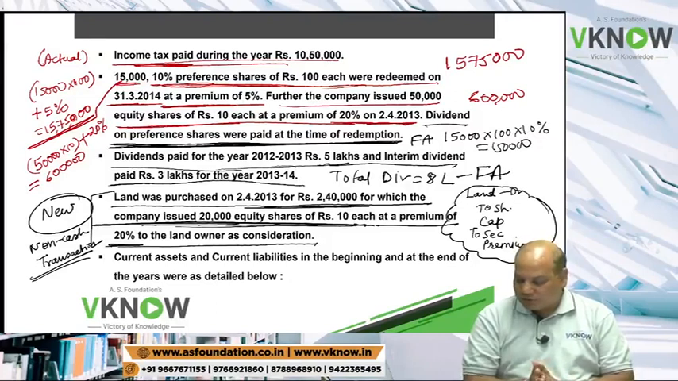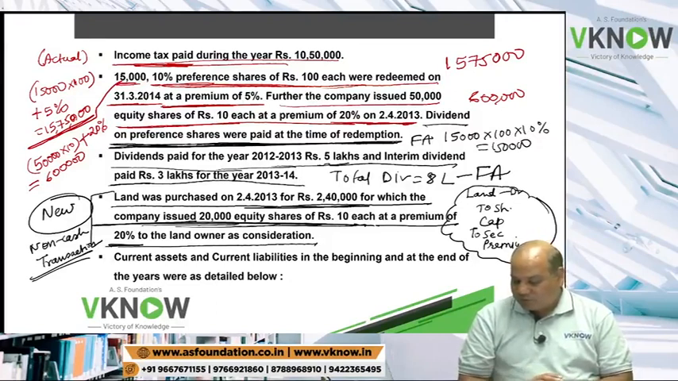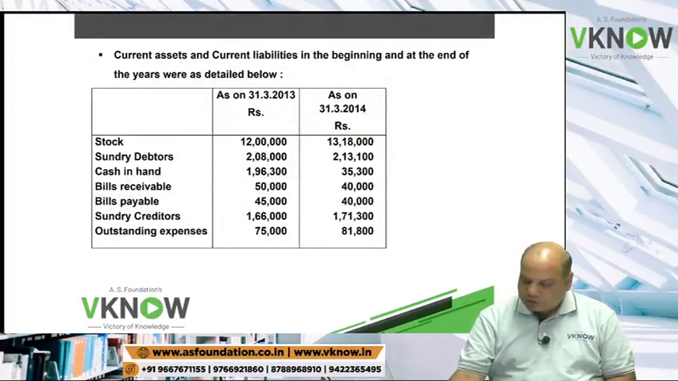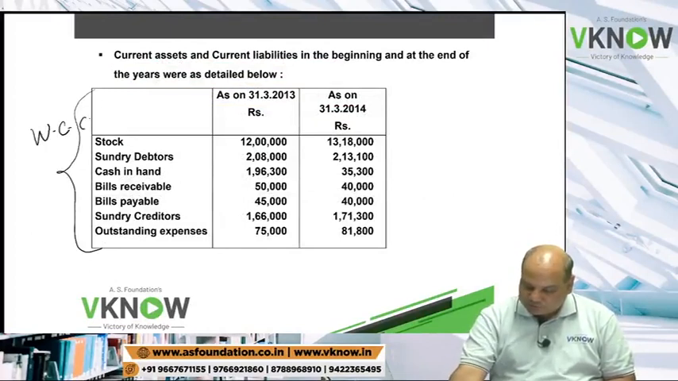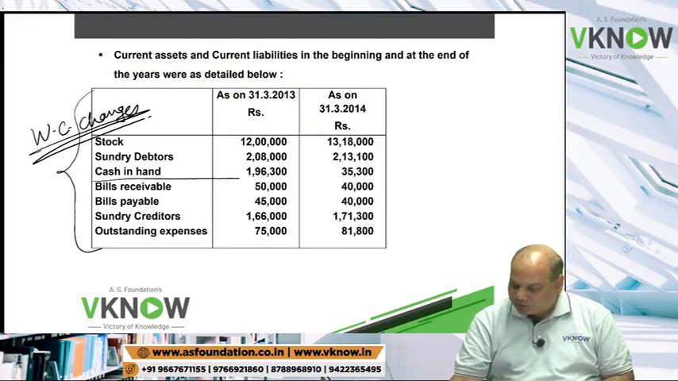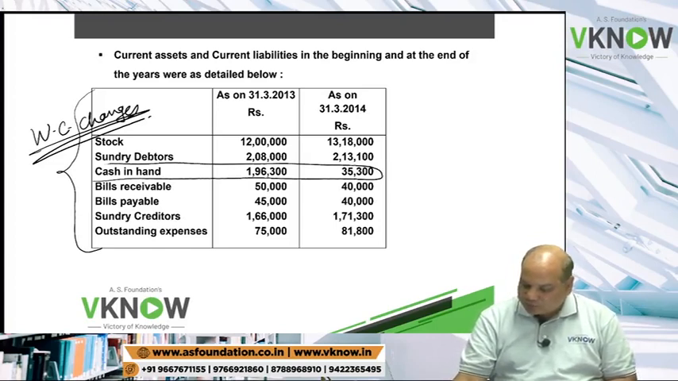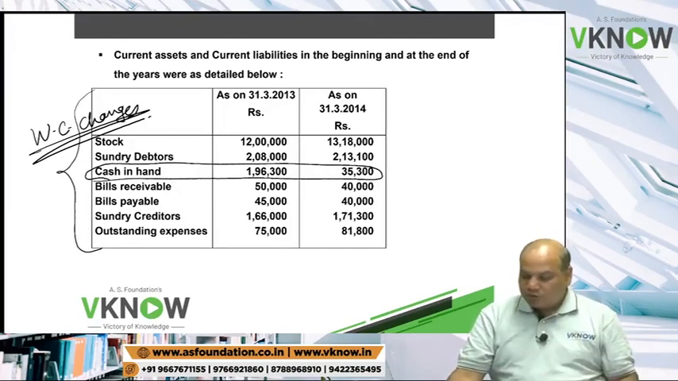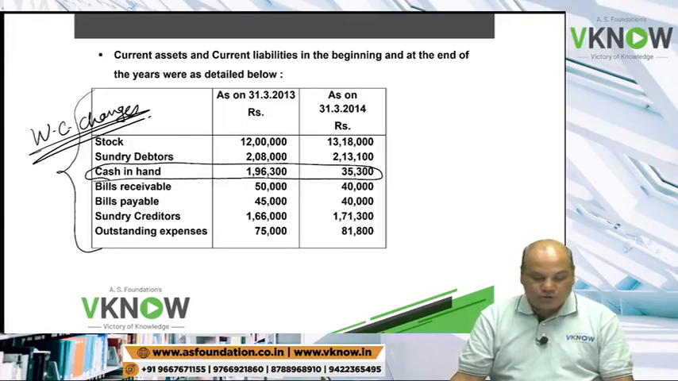Okay? If you make a mistake... Current assets and current liabilities at the beginning and at the end of the year are given below. One more adjustment: these are all current asset and current liabilities items, working capital changes. Only this cash in hand will appear as cash and cash equivalent at the beginning and at the end. Okay, so this is the question, and this question has one extraordinary item also.